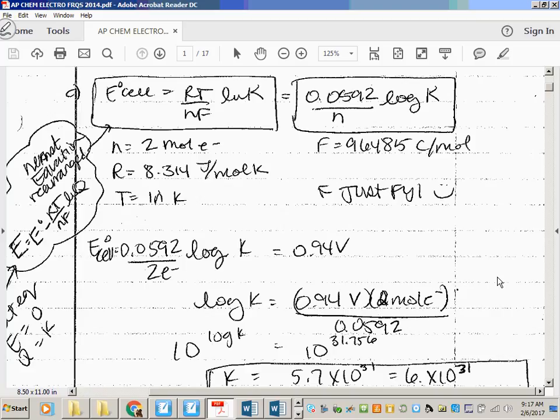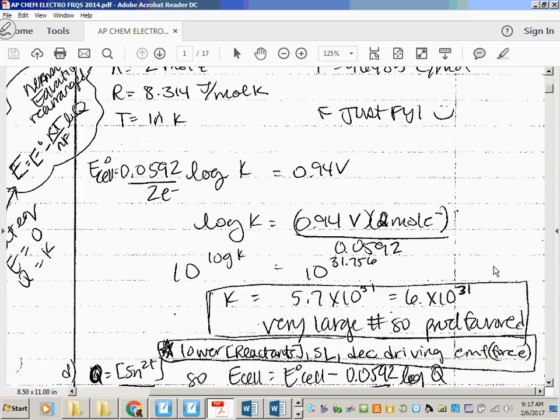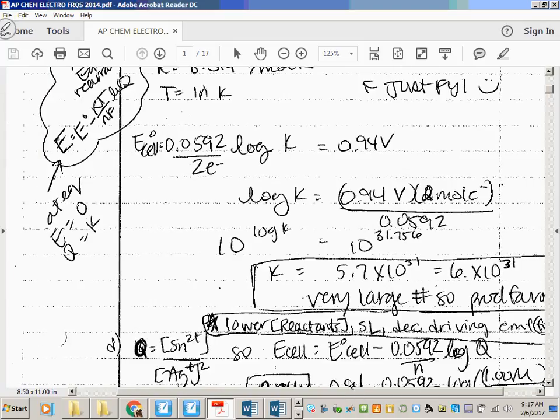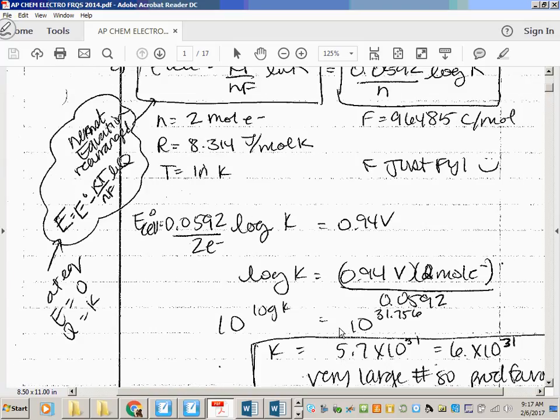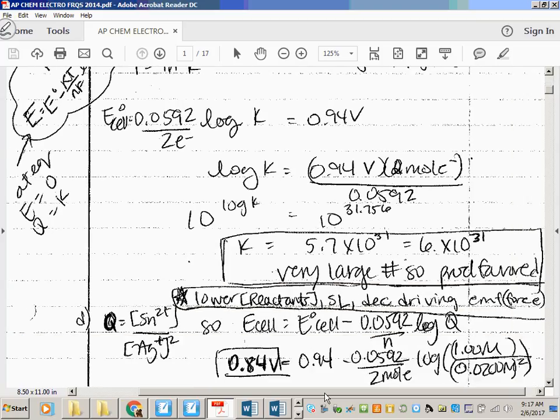So if you have your E naught cell, and then each of your variables, this was 2 moles of electrons transferred because you had the multiplier involved, and the log of K. You're solving for K because that's your equilibrium constant. So as you plug your values in, E naught cell, 2 electrons, solve for K, 0.94 is your voltage you got above. And here's my little note over here. Nernst equation, at equilibrium, E is equal to 0, Q is equal to K, because we're at equilibrium at that point.